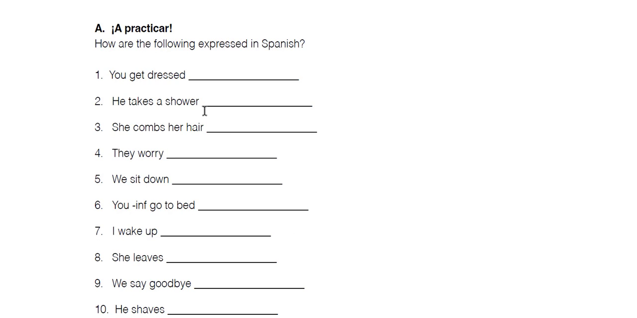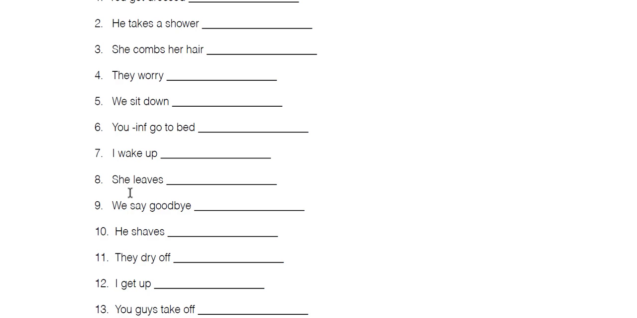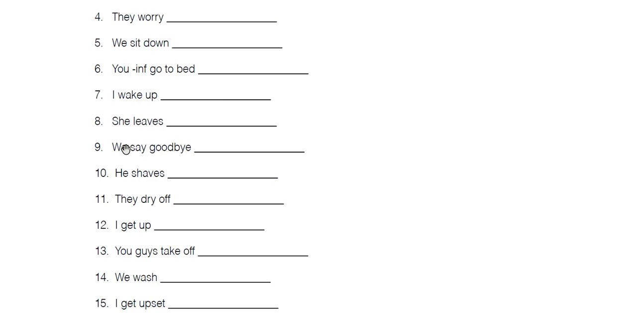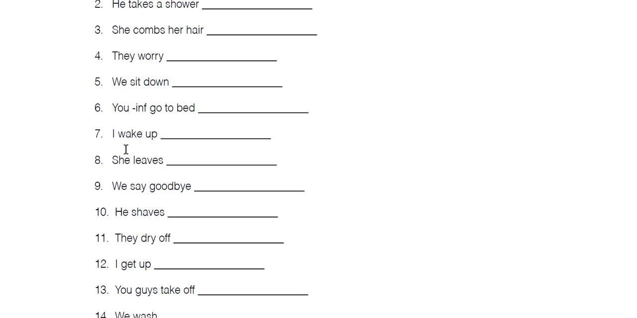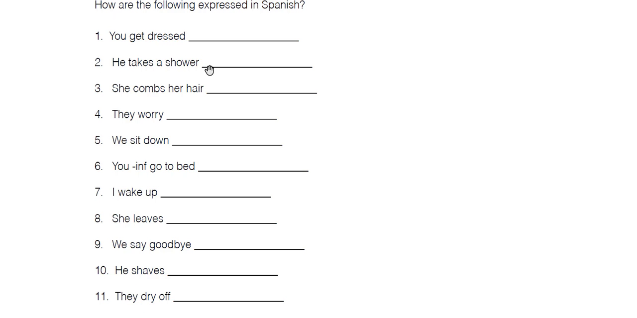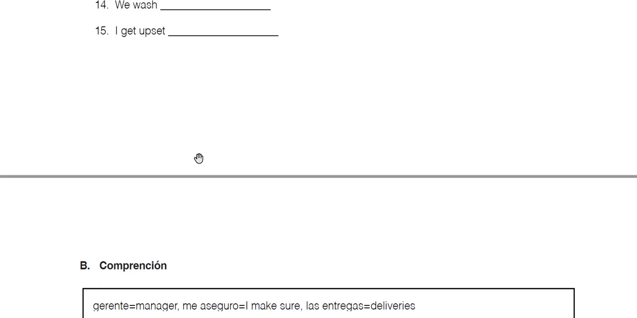Using that table and those examples, fill in the blanks. Watch out for any, for example, shower, we sit down, they worry, for any of these that are done to or for someone else. Seems like there's at least one in here. Maybe I'm mistaken. Anyway, watch out for any that aren't done to or for oneself. Okay.